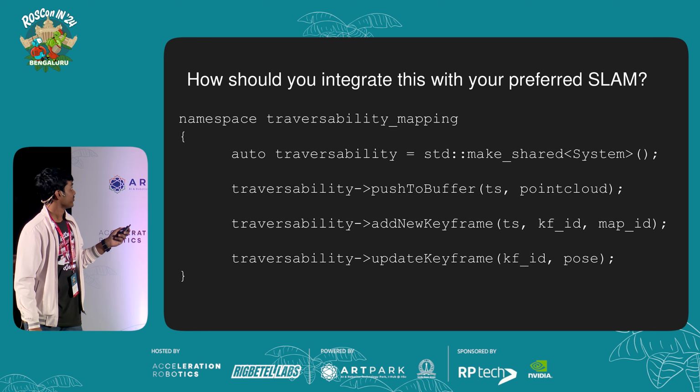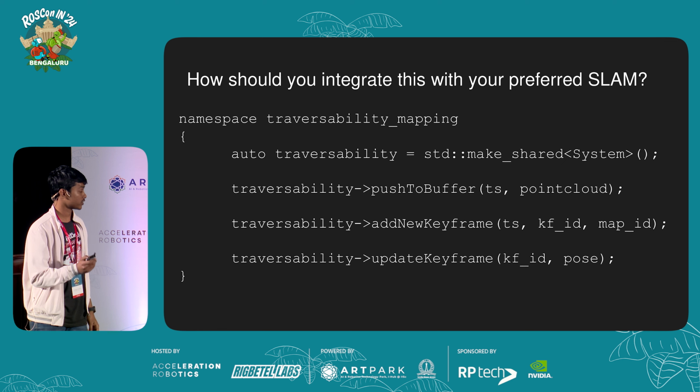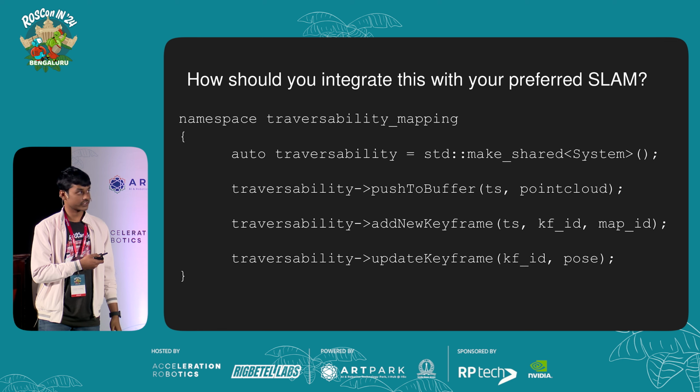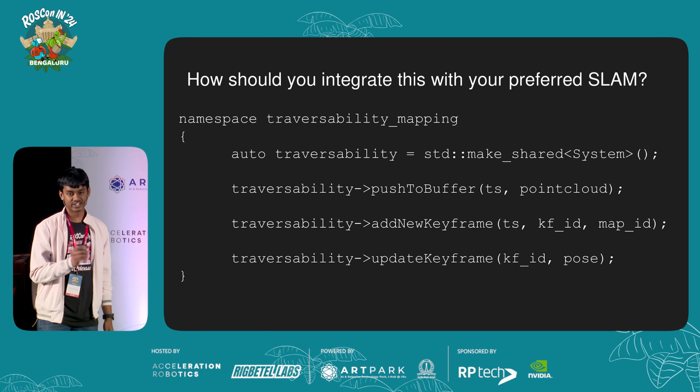Now, I'm running out of time, but let me show you quickly how you can integrate this with your SLAM. It's just 4 simple steps. You create an instance of your system, you push point clouds to the buffer, you add a new keyframe, and you update your keyframe. And that's it. This will do everything else in your backend, and you don't have to worry about anything.